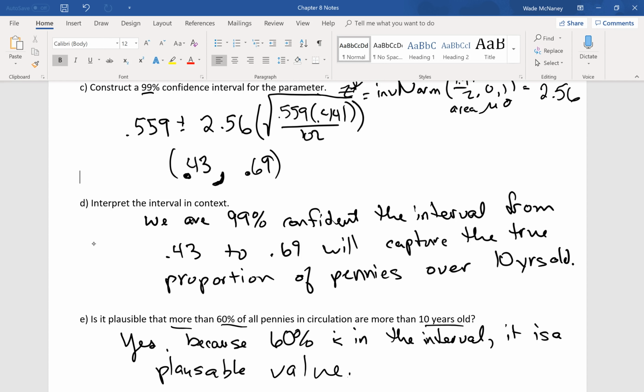Another type of question that you might see on something like this is, is it plausible that less than half of the pennies in circulation are over 10 years old? And because there are values that are less than 50%, then yes, it is also plausible that less than half of the pennies are over 10 years old. So be aware of a question like that. Sometimes you may have to do a little bit of interpretation with the question to see if that number is actually in the interval or not.